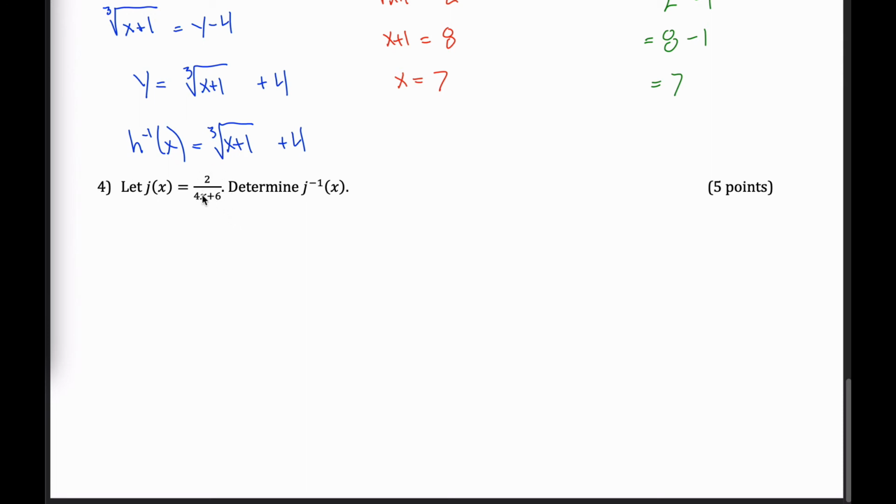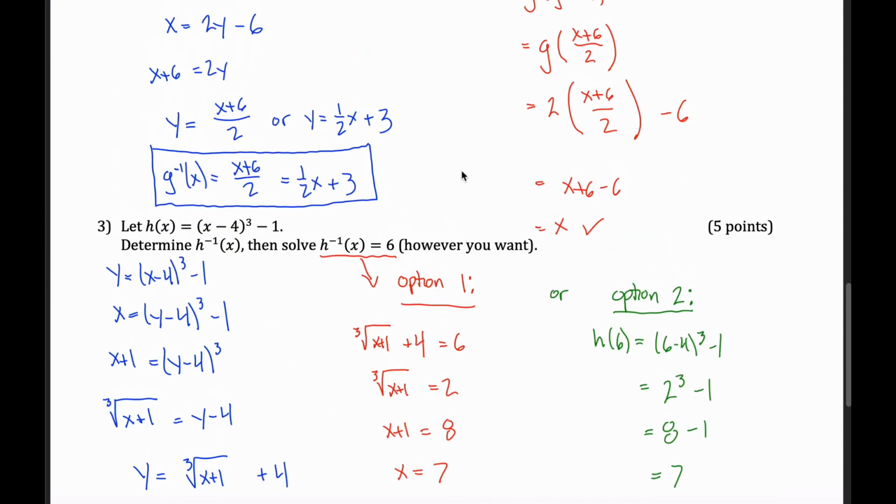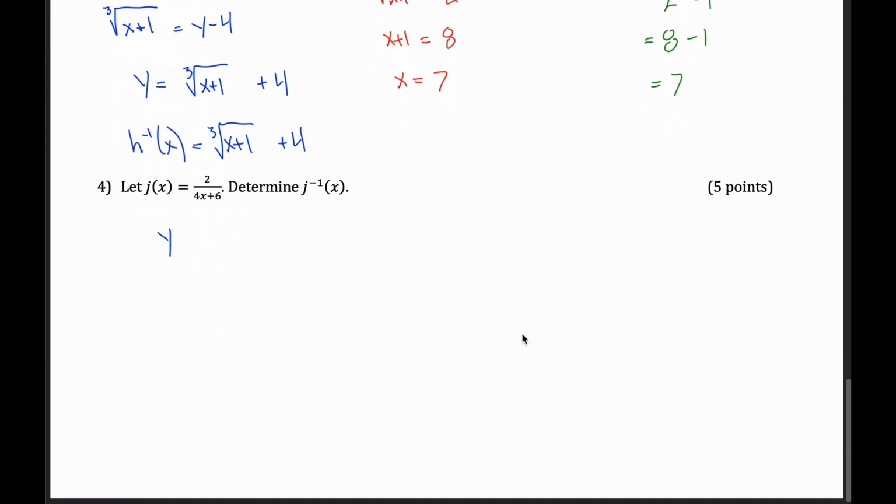So the key thing here is this kind of variable down in the denominator is going to make solving this a little bit more challenging. All we're asked to do here is determine the inverse function. So there's no kind of step 2 once you figure that out, like there were in 2 and 3 above. And the way we'll figure it out is the same way you've been doing it.